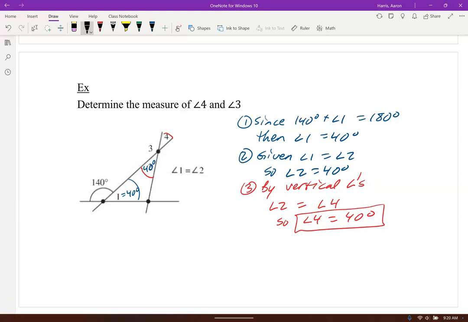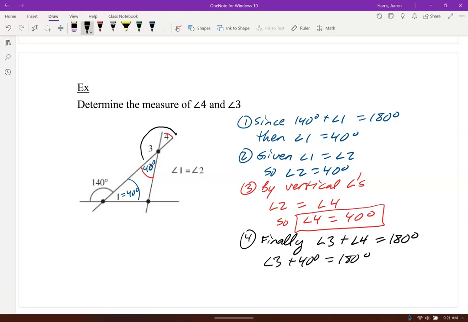Now lastly, if you notice, 3 and 4 are on a straight line. So finally, angle 3 plus angle 4 are supplementary. They add up to 180 degrees. And we know angle 4 is 40 degrees. So 180 minus 40, angle 3 has to be 140 degrees.